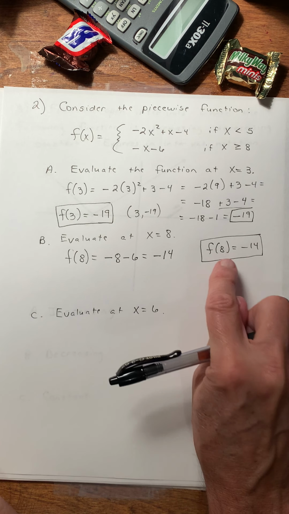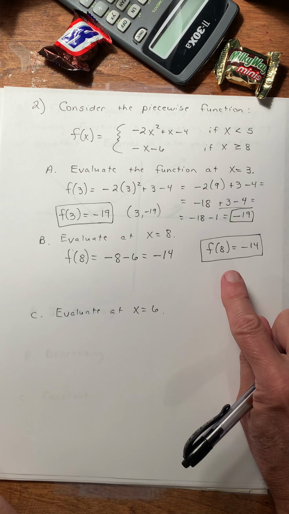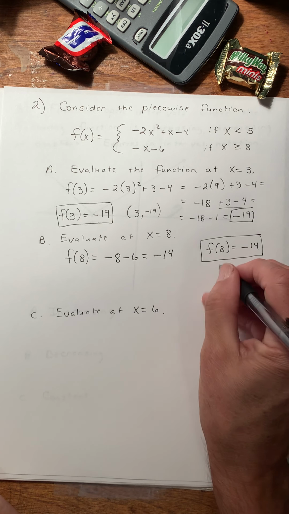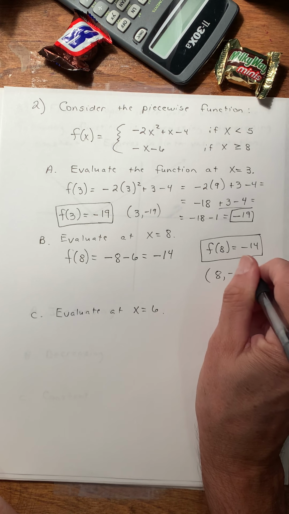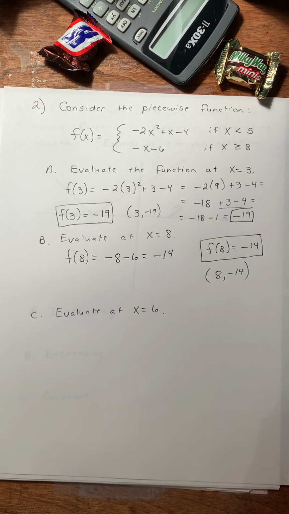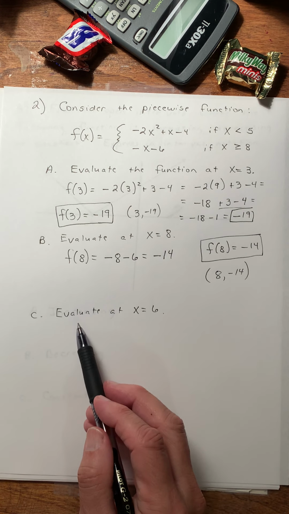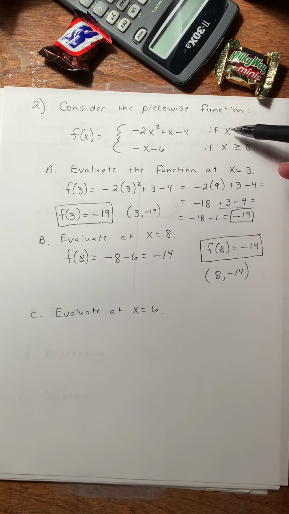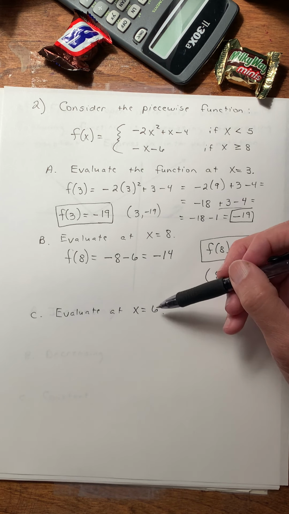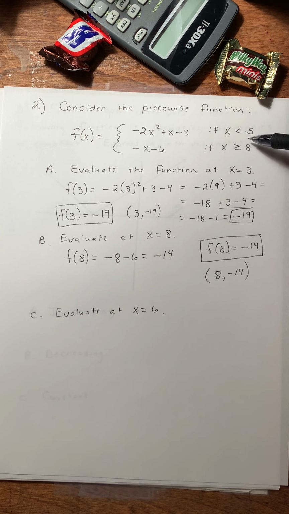Now remember, that's also a point, right? Can you tell what point it is? 8, negative 14. All right, let's check this one out. Evaluate the function at x equals 6. All right, let's see. Is 6 less than 5? No. Is 6 greater than or equal to 8? No. 6 does not fit into either of these categories.